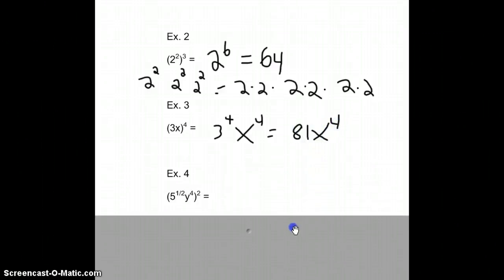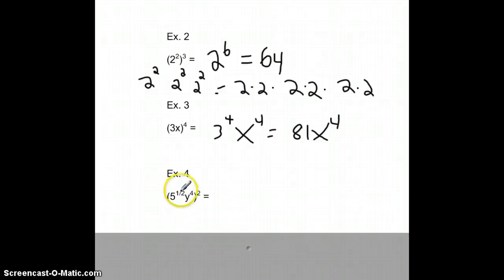Okay, if we take a look at one last example here. Oh no, we got fractions. That's right, don't panic. Alright, take the exponents. 2 times 1/2, well, it's just going to be 1. So it's 5 to the 1, or 5. And then 4 times 2, well, it's just going to be 8. So y to the 8th. That's how you would simplify that.